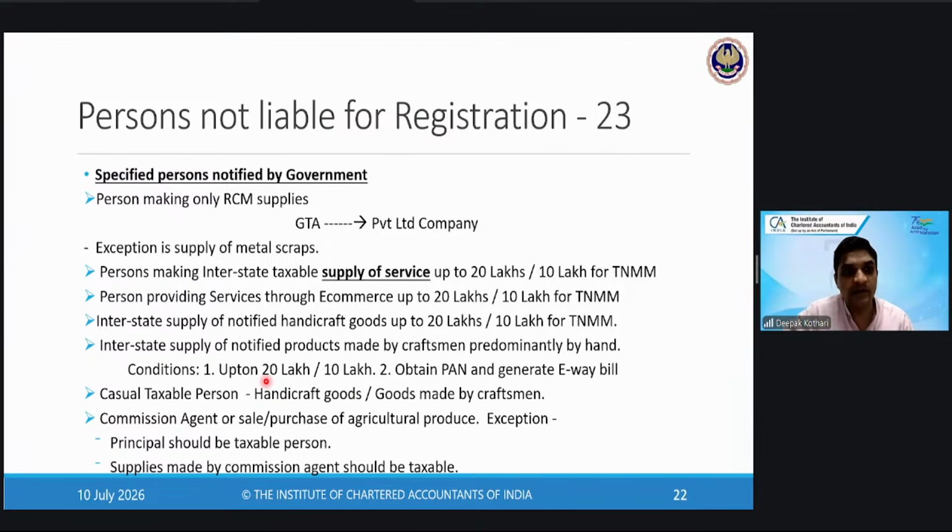Person who's making RCM supply, person who's making interstate supply of services up to 20 lakhs, person providing services through e-commerce up to 20 lakhs or 10 lakhs, interstate supply of notified handicraft goods, and interstate supply of notified products made by craftsmen predominantly by hand. Okay, these people need not take registration immediately.